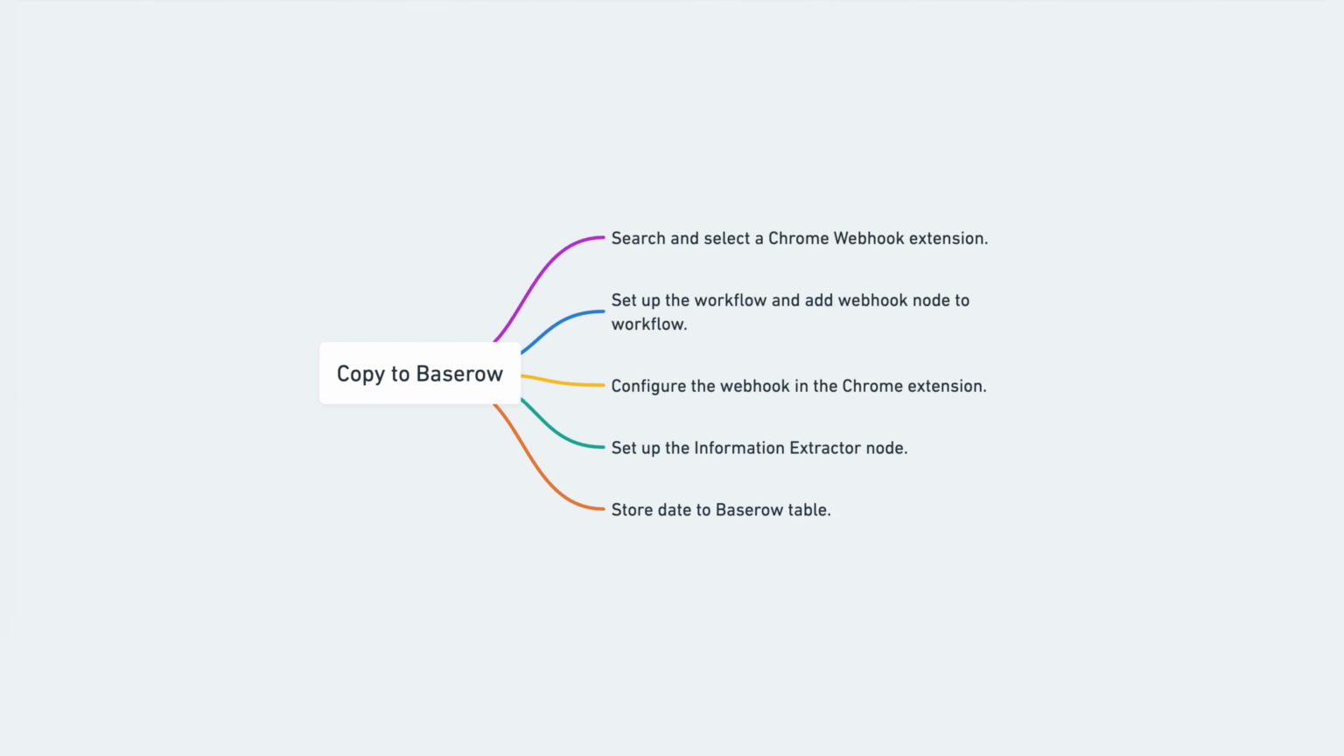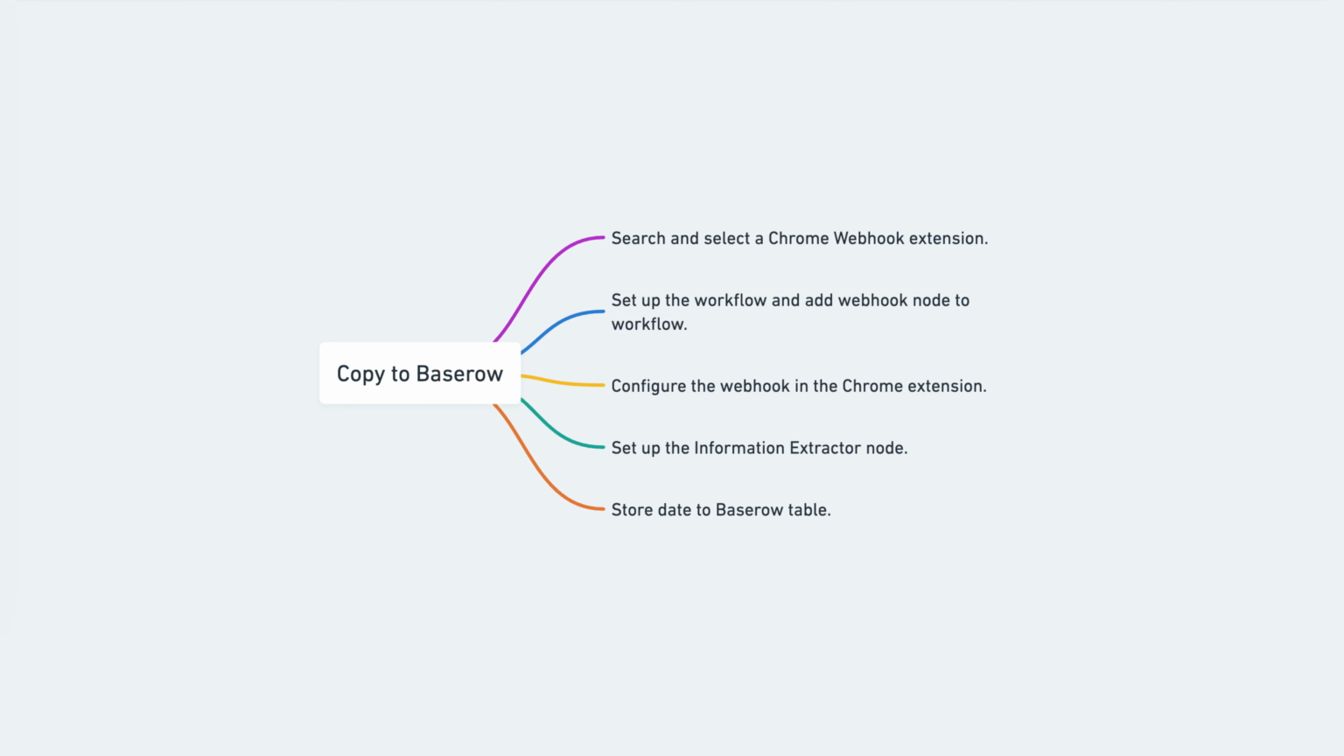Steps for this workflow. Find the webhook extension. I've used one before, so we'll probably use the same one this time. Set up the webhook workflow. This will generate the webhook URL that we'll use. Configure the webhook in our Chrome extension. This allows us to send data seamlessly.